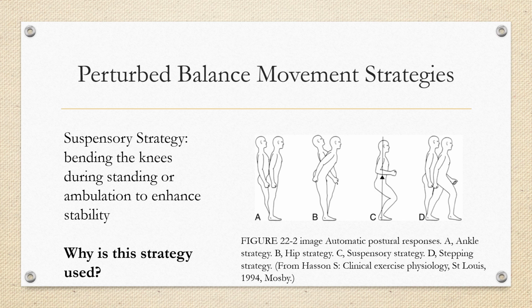Suspensory strategy. And so that just shows bending the knees during standing or ambulation, which allows them to enhance stability. And if you think about why this strategy might be used, if we're using that suspensory strategy, like right here on C, they're going to do that to decrease and lower their center of gravity over the base of support. And that makes them much more stable. So it gives them a better postural stability whenever they go into this kind of suspensory strategy. So that's another way that somebody can improve their balance.